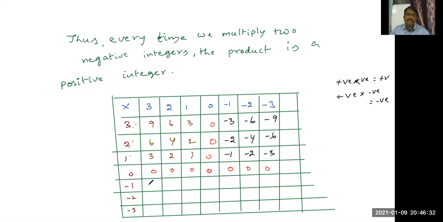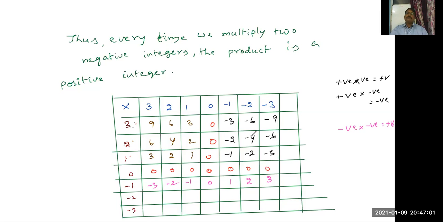Minus 1 into 3, minus 3. Minus 1 into 2, minus 2. Minus 1 into 1, minus 1. As always, minus 1 into 0, 0. So now minus 1 into minus 1. As already we know, that is 1. Minus 1 into minus 2, plus 2. Minus 1 into minus 3, plus 3. That means negative into negative is always positive.